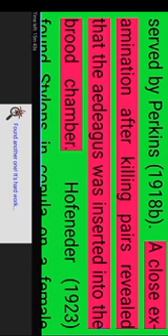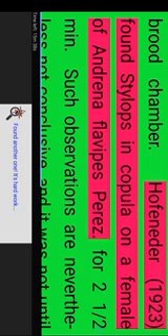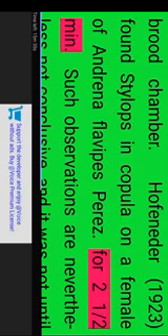Copulating pairs of Elenchus were observed by Perkins 1918b. A close examination after killing pairs revealed that the aedeagus was inserted into the brood chamber. Hofeneder 1923 found stylops in copula on a female of Andrena flavipes for 2.5 minutes. Such observations are nevertheless not conclusive, and it was not until Schrader studied X. wheeleri that the apparent mating, as observed by others, was proved to result in egg fertilization. Mating was observed in 10 cases and over a period of 20 to 50 sec. In each case females were of a certain age, or stage of development, for the cephalothorax had been extruded only 4 to 5 days.